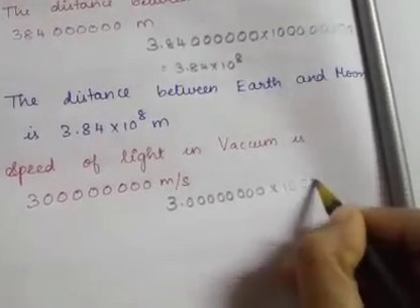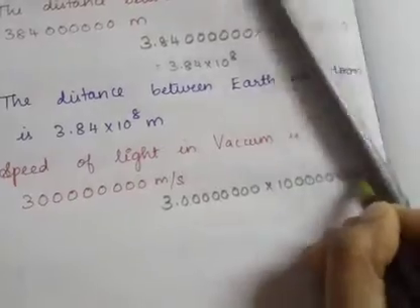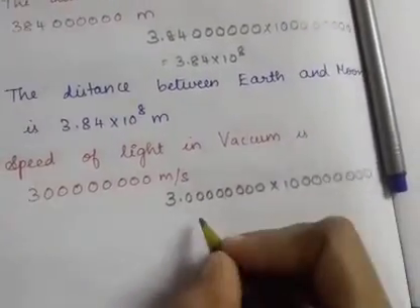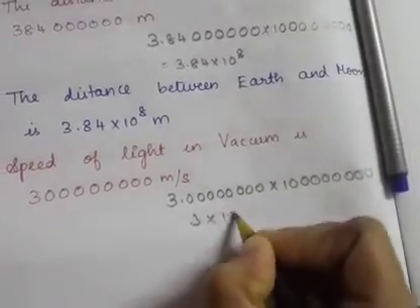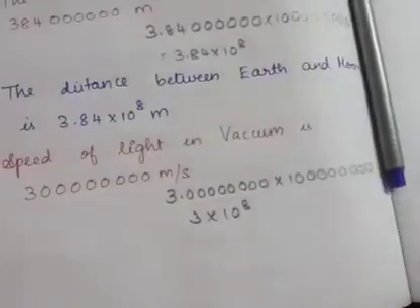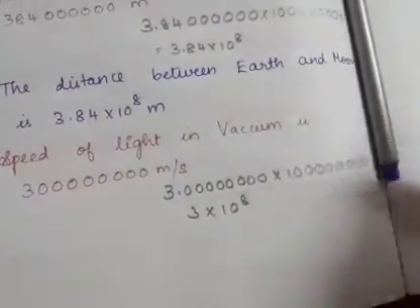Into 8 zeros you should write it, children, as usual. Okay, 8 zeros you should write it. Now how will you write? 3 into 10 power 8. Why? Because these zeros you have to neglect. So 3 into 10 power 8.